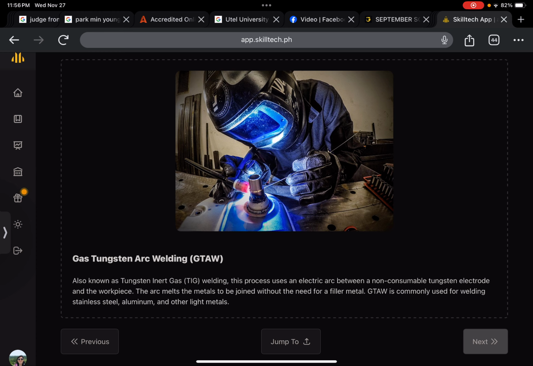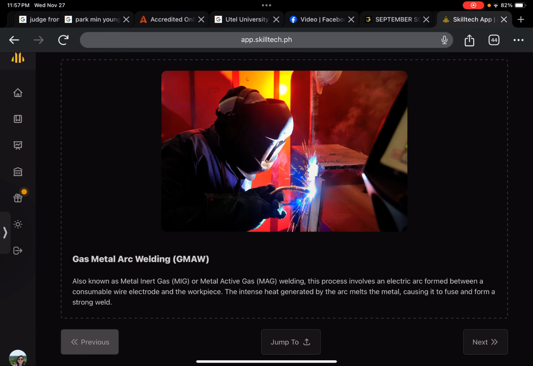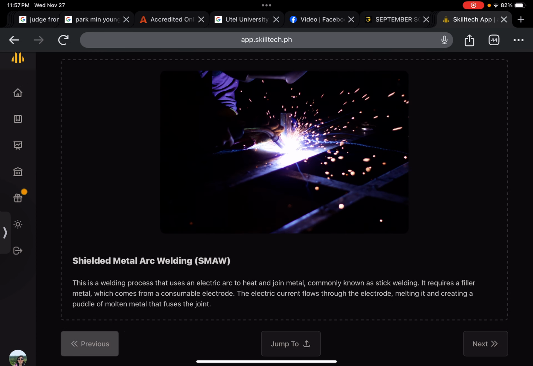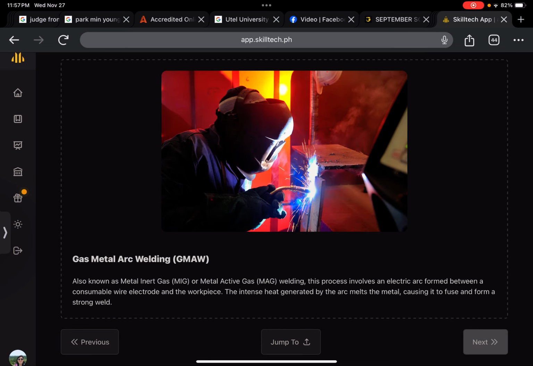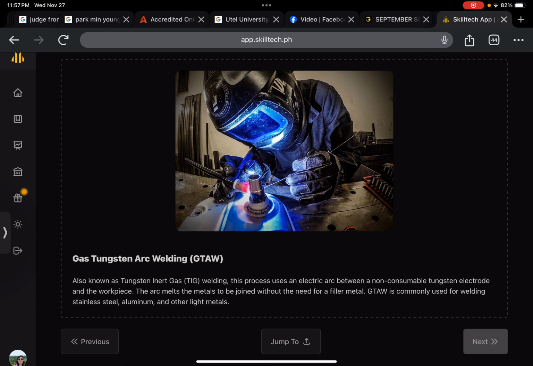Now we have the gas tungsten arc welding, also known as tungsten inert gas. This process uses an electric arc between a non-consumable tungsten electrode and the workpiece. The arc melts the metal to be joined without the need for a filler metal. So it's commonly used welding for stainless steel, aluminum, and other light materials. So that's the shielded metal arc, or the SMAW. You have the gas metal arc, or the GMAW. You have the gas tungsten, or the GTAW.